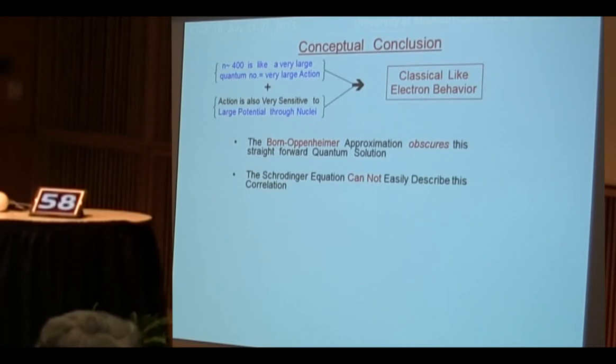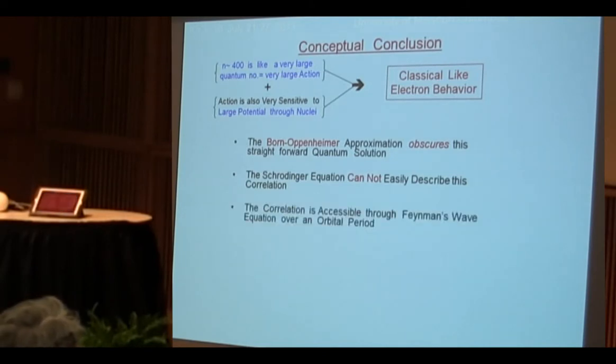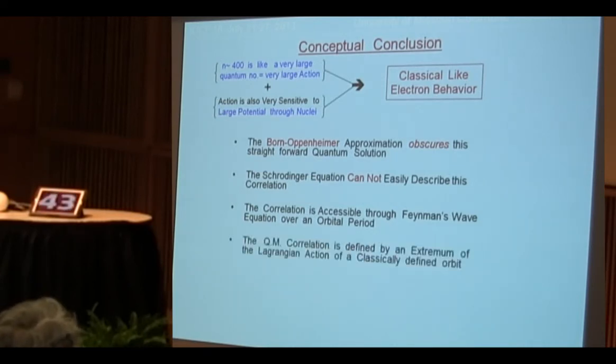The Schrödinger equation cannot easily describe this. There are ways to do it if you bring in the solid state, and it gets bad. The correlation is accessible through Feynman's wave equation over an orbital period. And the quantum mechanical correlation is defined by an extremum of the Lagrangian and action as a classically defined orbit. So yeah, the linear momentum state can be derived from basic accepted quantum principles.